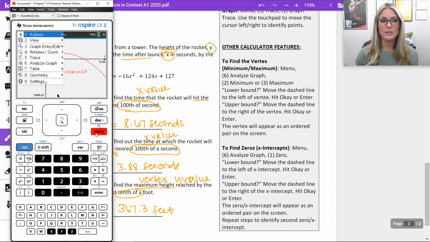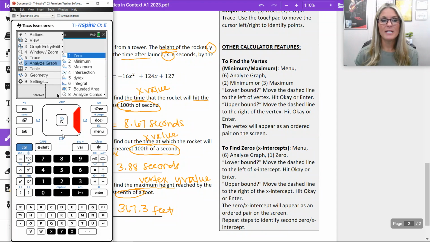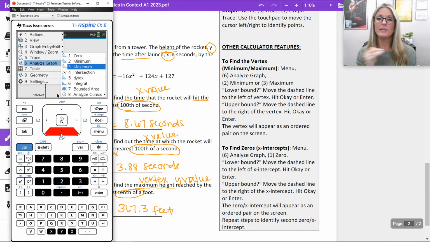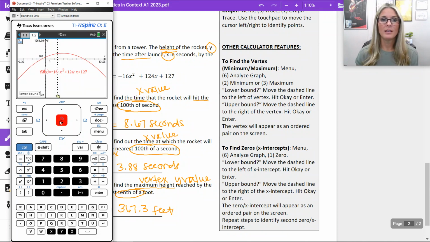You can go to menu. Number 6 is analyze graph. And there we can see minimum or maximum. You do have to be specific. On our current graph, we have a maximum. It's going to ask you where you're looking. Our calculator is so powerful, it really needs help identifying the range or the section. This feature is good for any type of graph. And so some graphs have relative maximums, more than one maximum.